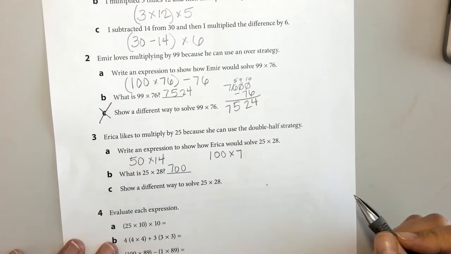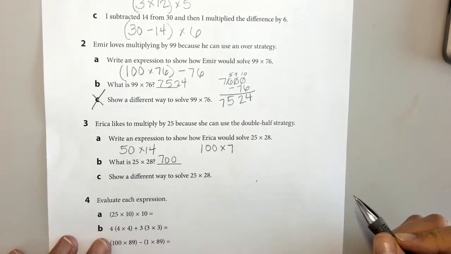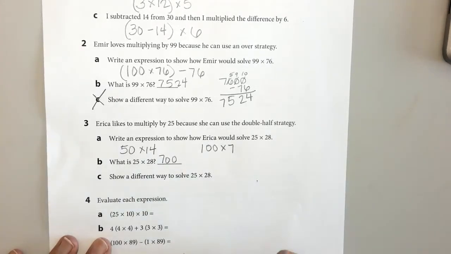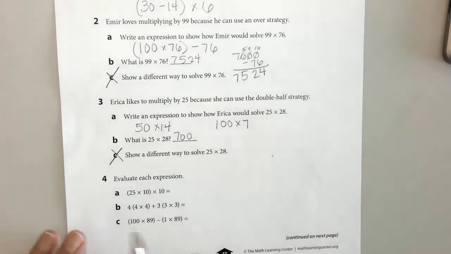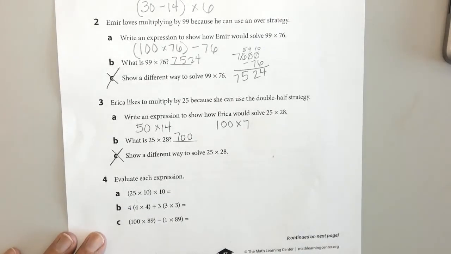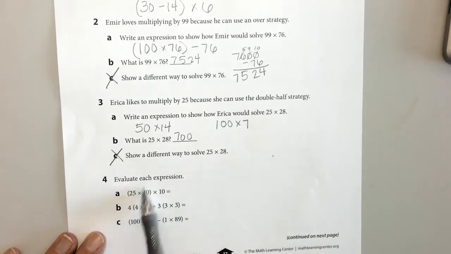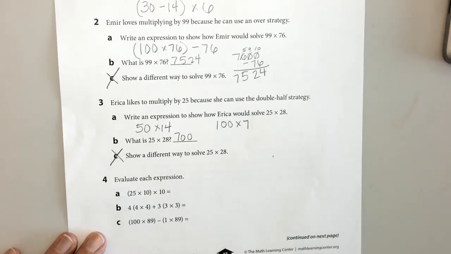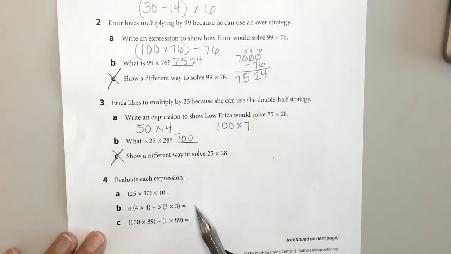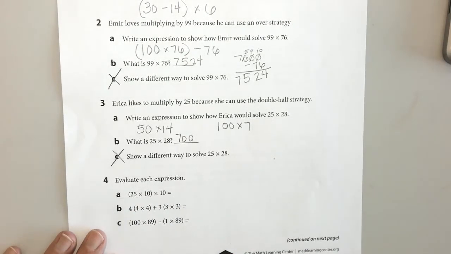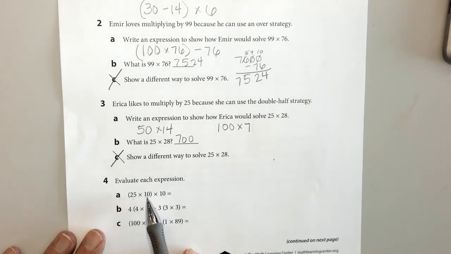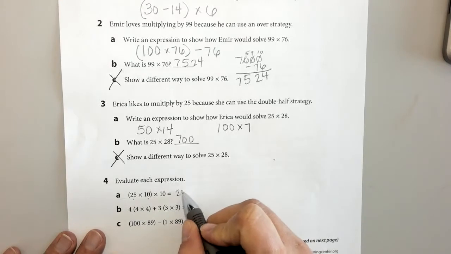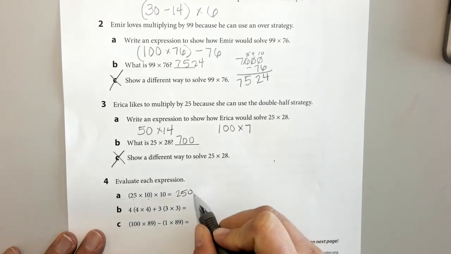Show a different way to solve 25 times 28. Guess what? I like the double and half. You can cross that one off. Number 4, evaluate each expression. Now we actually have to solve. That's what evaluate means. But these are problems that we should be able to figure out because they've given a good strategy. So 25 times 10 is 250 times 10 more.